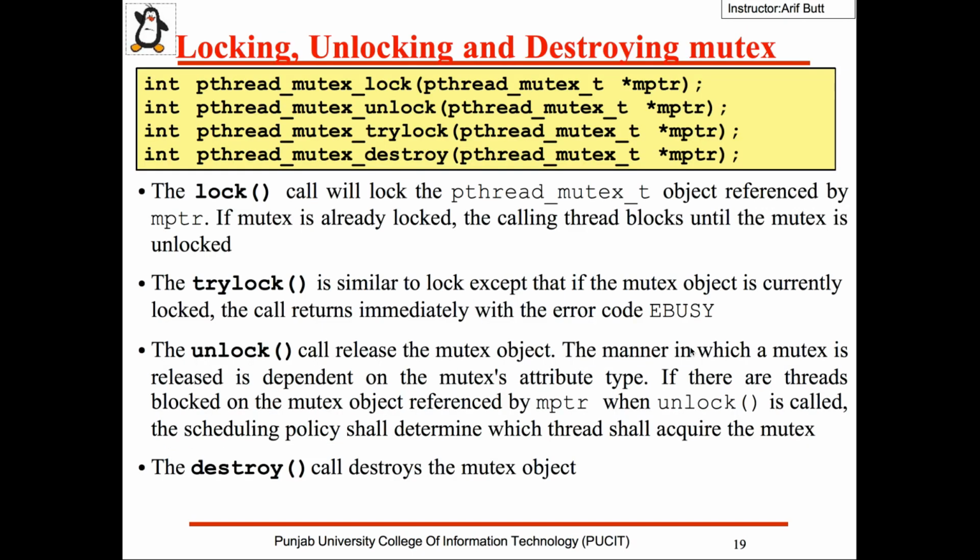Well, after you have created and initialized the mutex, you can call the lock, unlock, trylock, and destroy functions. Remember, the lock call will lock the pthread mutex object referenced by this mptr. And if the mutex is already locked, the behavior depends on the type of the mutex. This unlock call releases the mutex object. The manner in which a mutex is released is again dependent on the attribute of the mutex. Finally, destroy will destroy it, and trylock is similar to lock, except that if the mutex object is currently locked, the call returns immediately with an error code, and that is EBUSY.